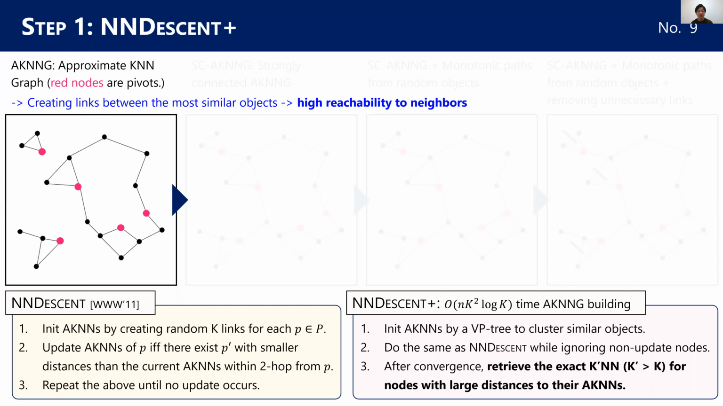Plus, we skip any objects with no update of their approximate k-nearest neighbors. Last, we compute the exact k-nearest neighbors for objects with large distances to their approximate k-nearest neighbors. This is quite effective to detect outliers efficiently because such objects tend to be outliers. Please check our paper for detail.